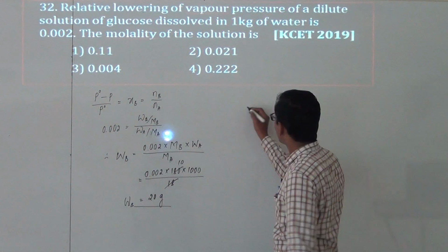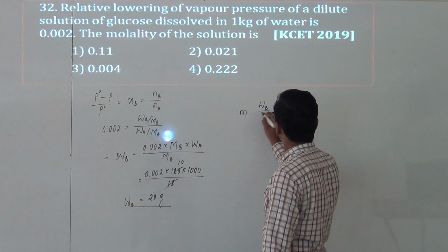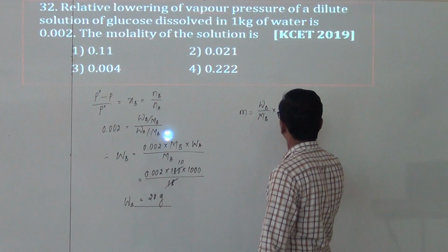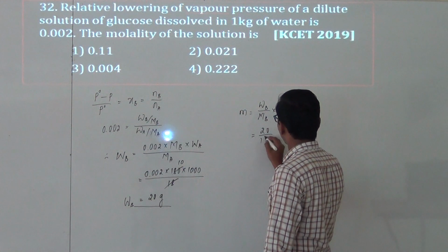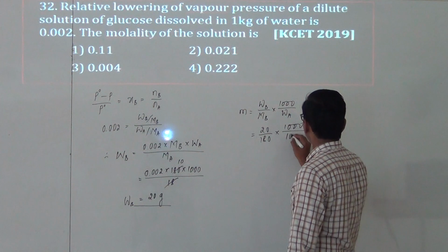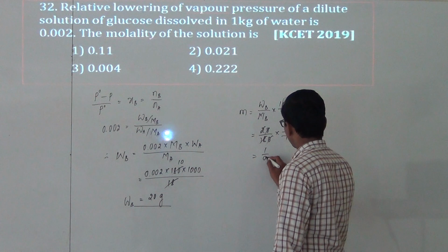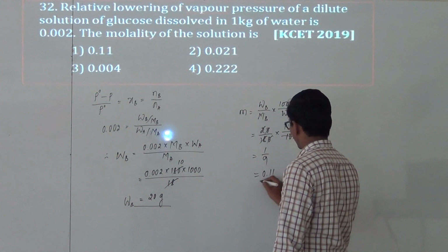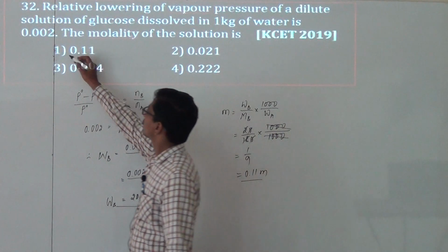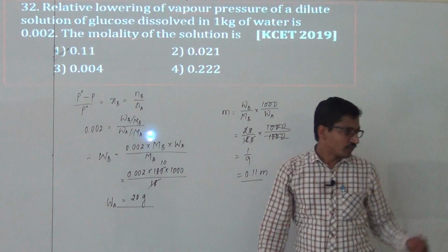Then from this value we have to calculate the molality of the solution. m is equal to WB by MB into 1000 divided by WA, that is 20 divided by 180 into 1000 divided by 1000. This gets cancelled, giving 1 by 9, which is equal to 0.111. The correct option for this is the first one, 0.11.